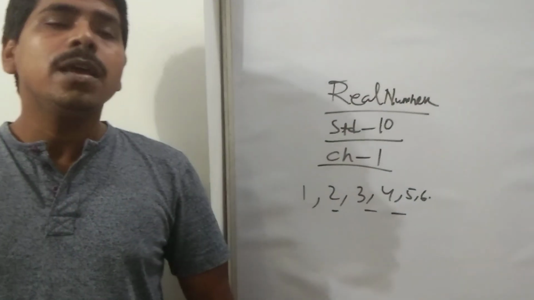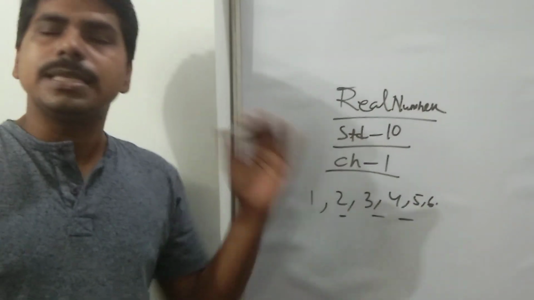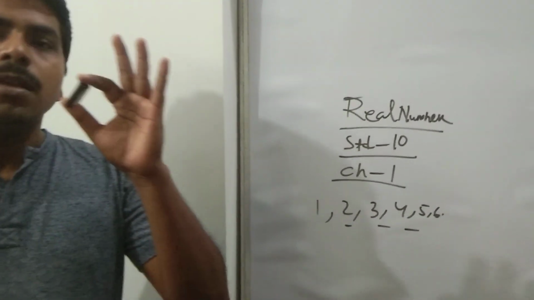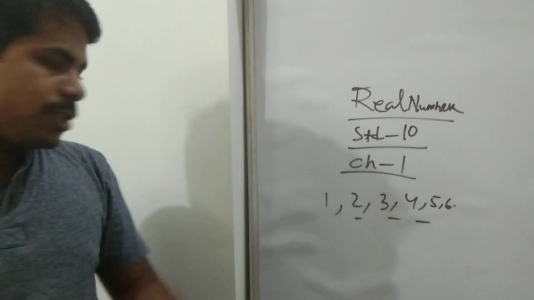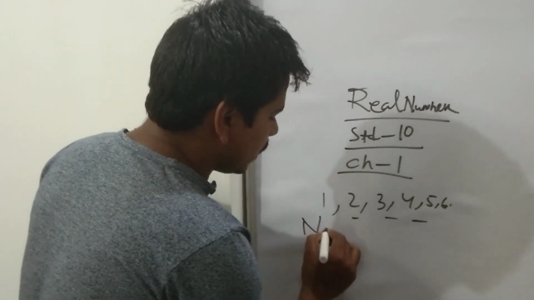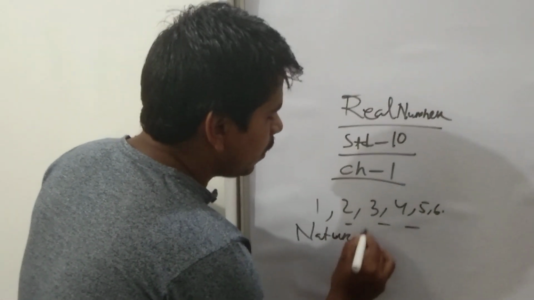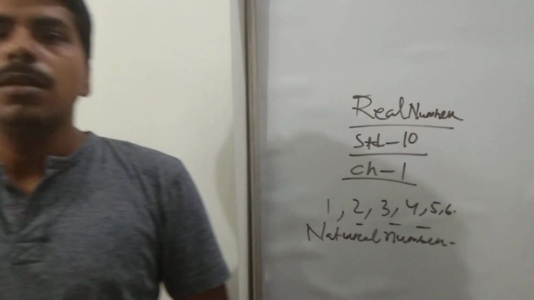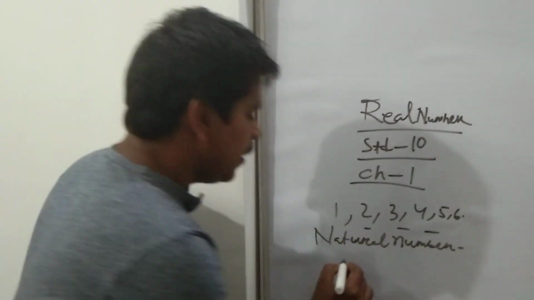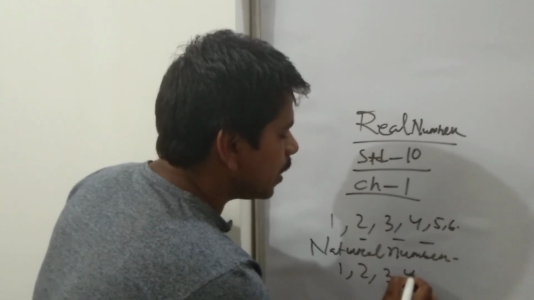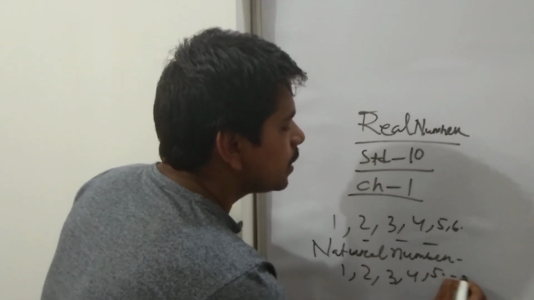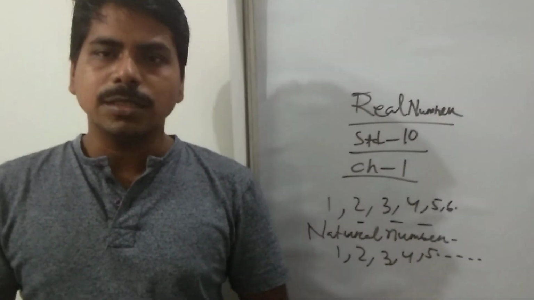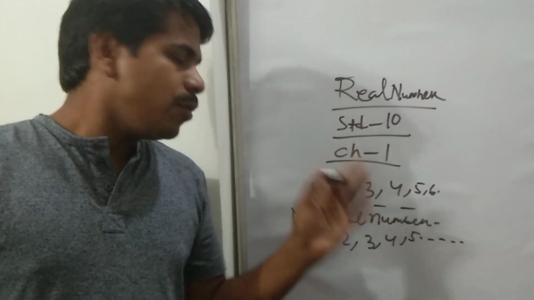Yes or no? So in the number systems we know that the first one is natural number. Which are the natural numbers? 1 2 3 4 5 6, and after that comes the whole number.